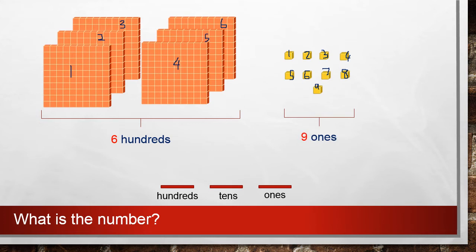So how to write the number according to its place? 6 hundreds. So we write 6 at the hundreds place. 9 ones. Where should we write ones? Where is ones place? Yes, this is ones place. So we write 9 at ones place.